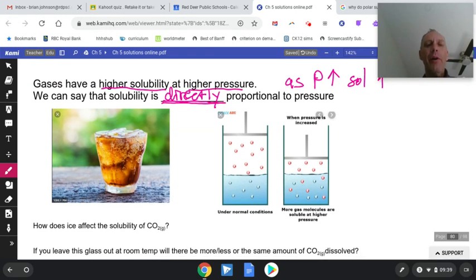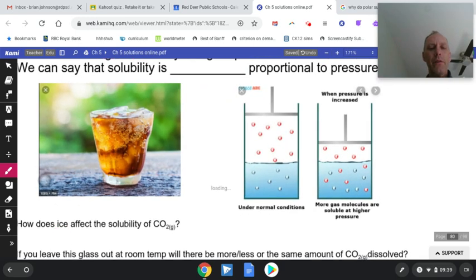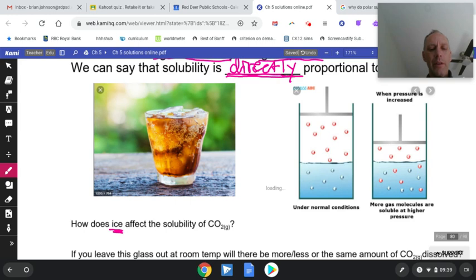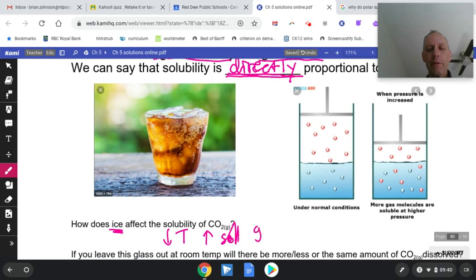When you take a glass of pop, which has carbon dioxide gas dissolved in it, and you pour it into a glass, you always add ice. Not always, but you should add ice. How does ice affect the solubility of carbon dioxide? Why do we add ice? So we know that the decreased temperature will increase the solubility of the CO2. In other words, the pop will stay fizzy longer if it's cold because the carbon dioxide gas will stay in the cold water or the cold pop.